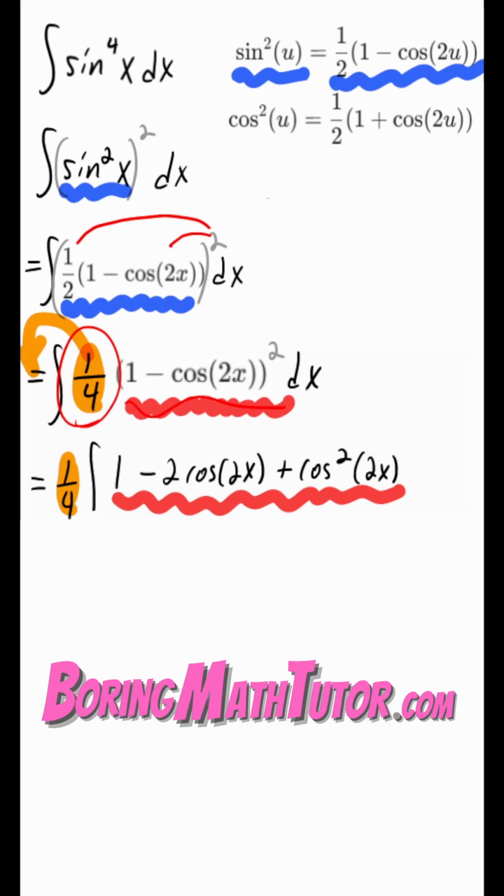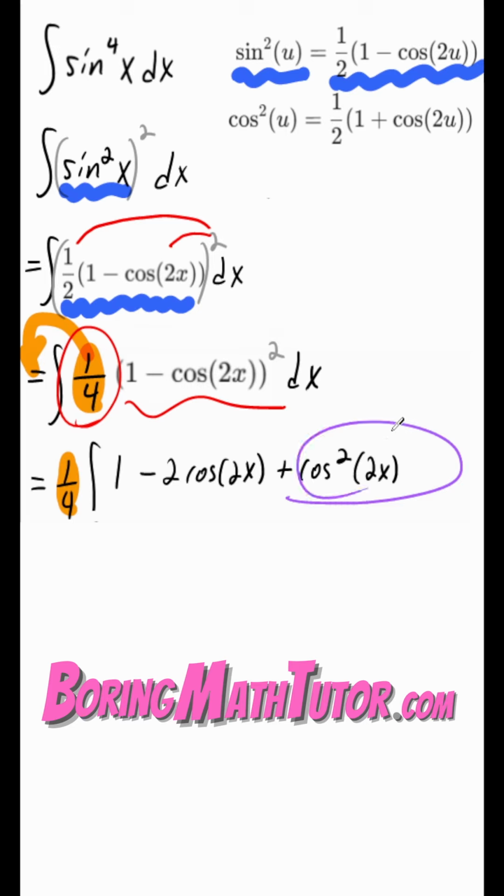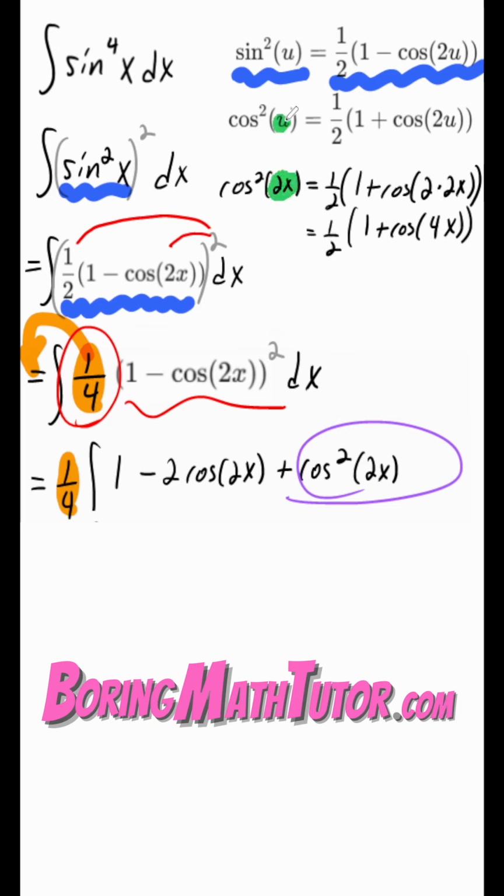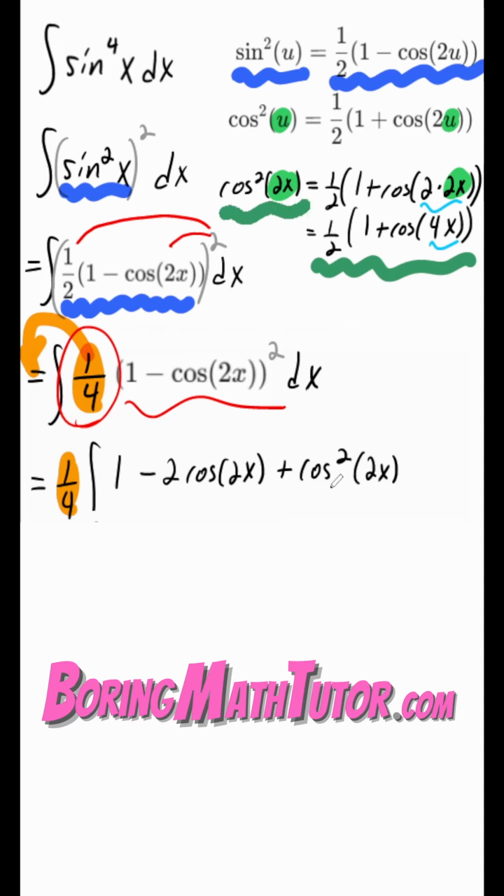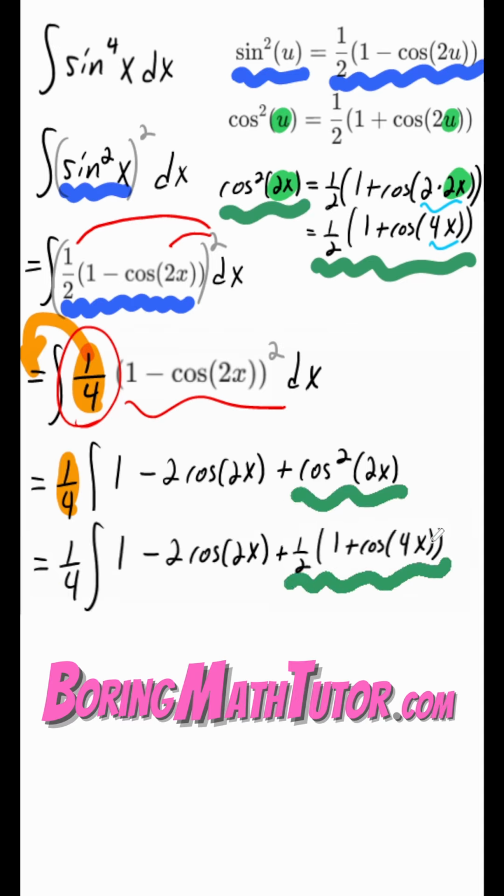Now, at that point, we also want to use a formula for cosine squared of 2x. Now, if you have cosine squared of u, it's equal to this. But if you instead have cosine squared of 2x, then 2x becomes your u. So you get to replace this u with 2x. And then you have 2 times 2x, which becomes 4x. So that means I want to take this whole thing and pop it in where I see cosine squared of 2x. So there you go.